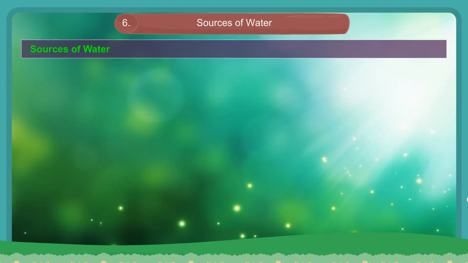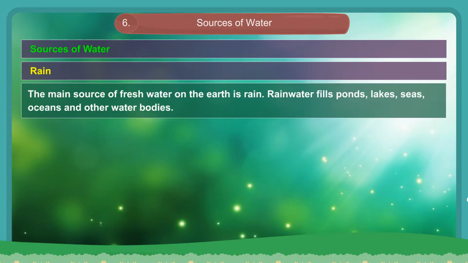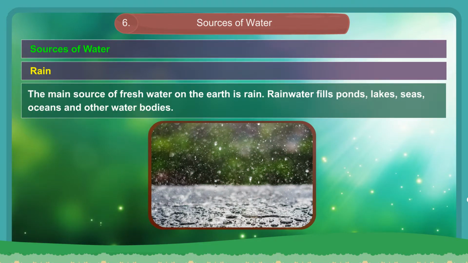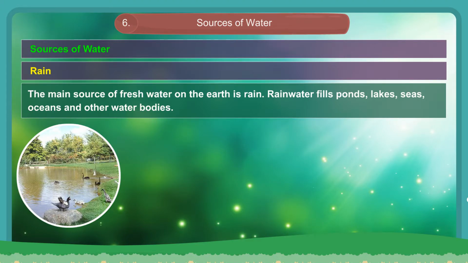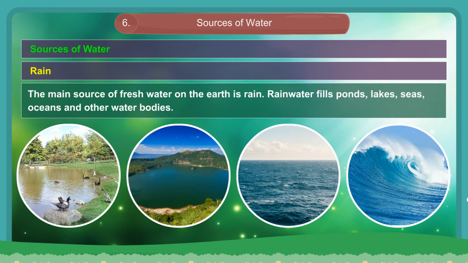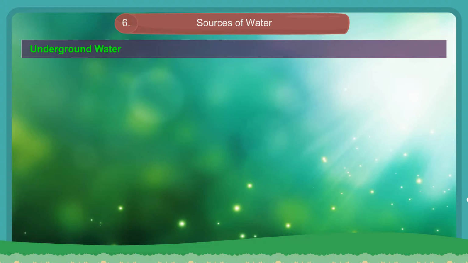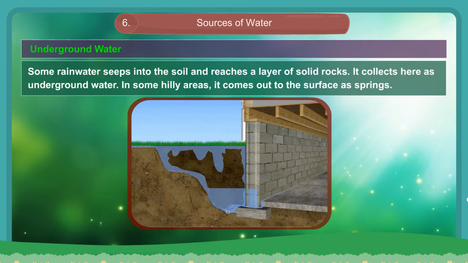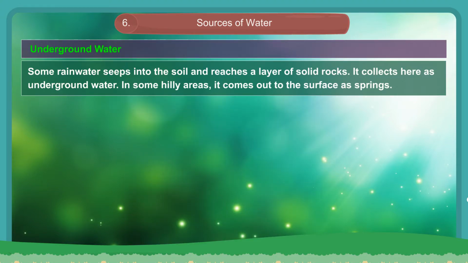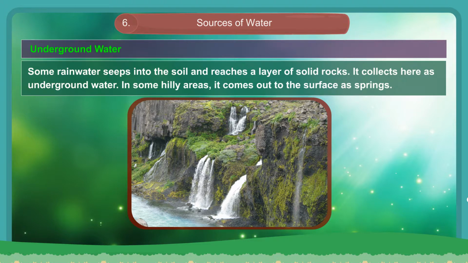Sources of water. Rain. The main source of fresh water on the earth is rain. Rainwater fills ponds, lakes, seas, oceans, and other water bodies. Underground water. Some rainwater seeps into the soil and reaches a layer of solid rocks. It collects here as underground water. In some hilly areas, it comes out to the surface as springs.